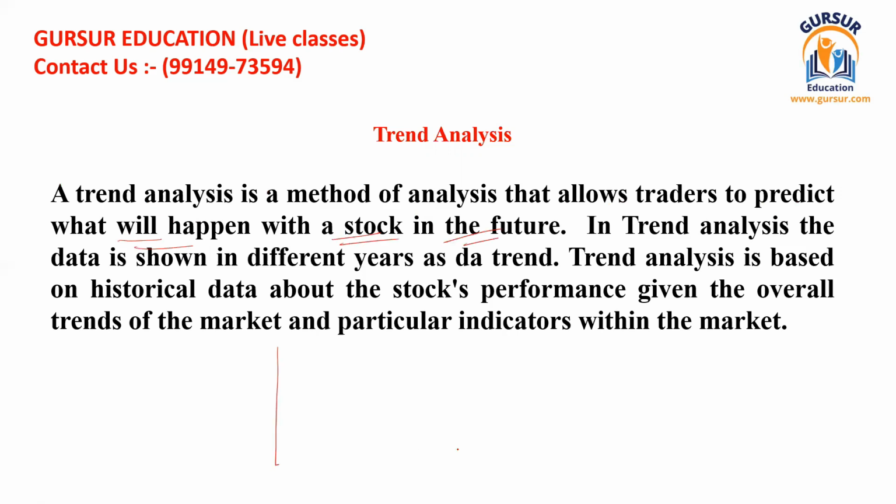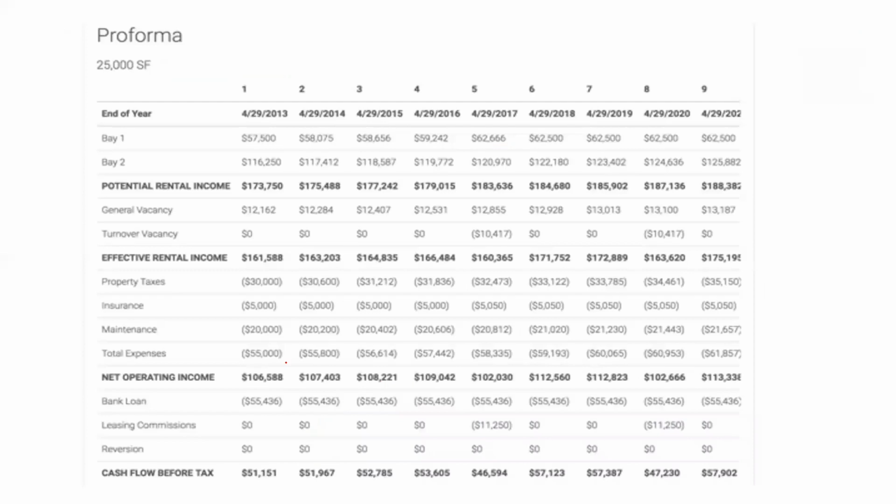If you have done the trend analysis like that, it can give you an idea of where you are going in the near future. So in trend analysis, the data is shown in different years as the trend. Okay. So trend analysis is based on historical data about a stock's performance. Usually, if we have to pick any stock for further investment, we just make a trend analysis, and it's the big picture. You can see like this.